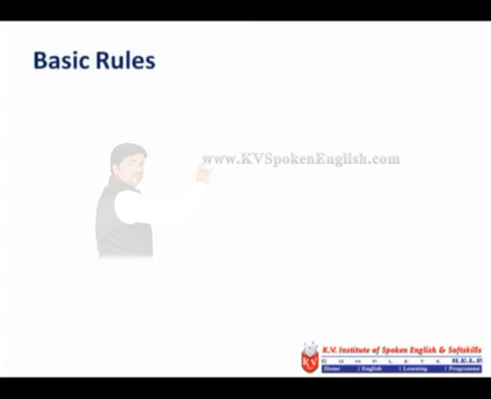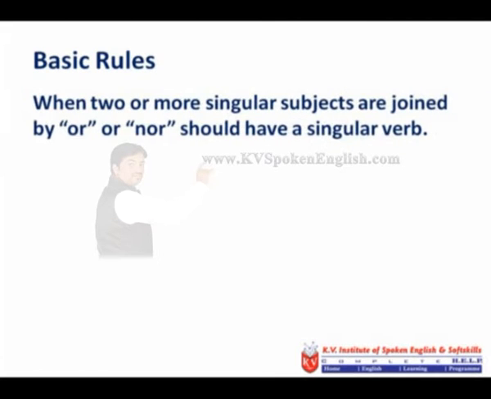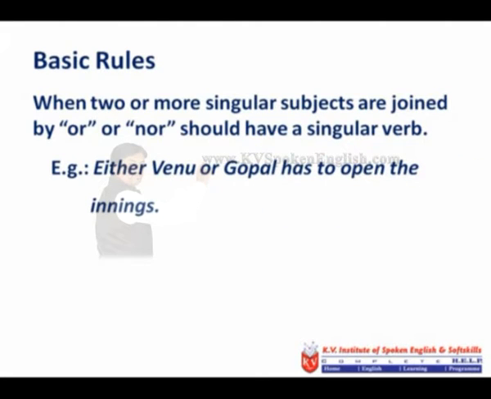Let's see the rule number 2. When two or more singular subjects are joined by or, nor, they should have a singular verb. This gives a perfect meaning to a sentence as you are choosing between two singular objects. Example, either Venu or Gopal has to open the innings. In the above stated sentence, only one person, either Venu or Gopal, has to open the innings. The two singular subjects, Venu and Gopal, joined by or, would take a singular verb has.